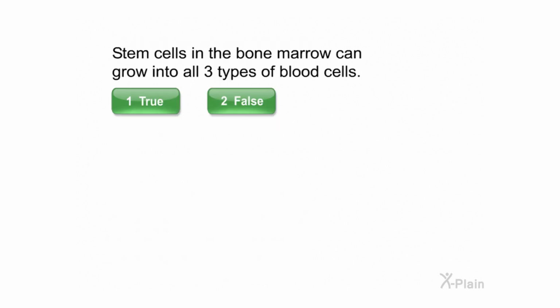Stem cells in the bone marrow can grow into all three types of blood cells. Select true or false. Correct.